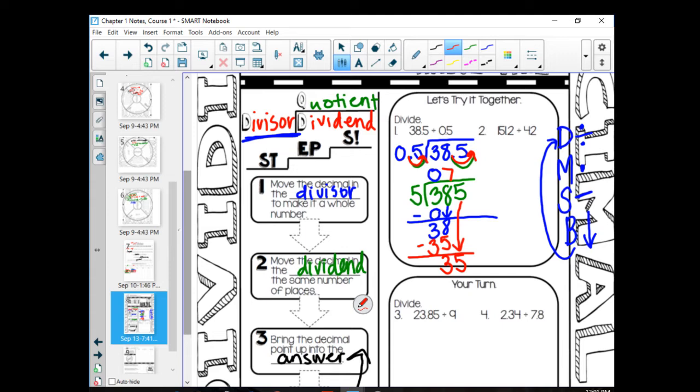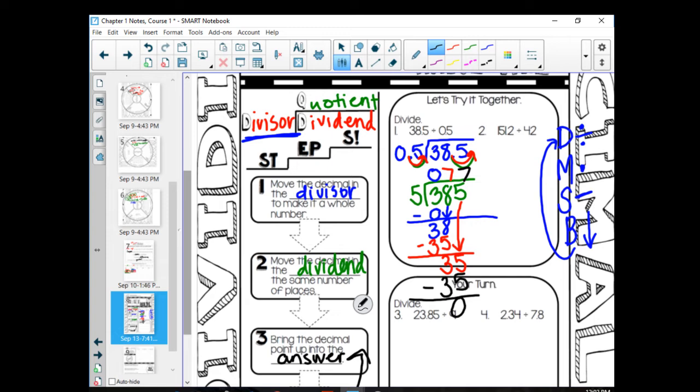Everybody with me to this point? Yes. Okay, now we go back to division. Can 5 go into 35? Yes. How many times? 7. So my 7 goes up top because it's a quotient. Now we multiply. 5 times 7 is 35. Now we subtract. 35 minus 35 is 0. Is there anything left to bring down? No. That's how we know we're done. We got 0 and there's nothing left to bring down.